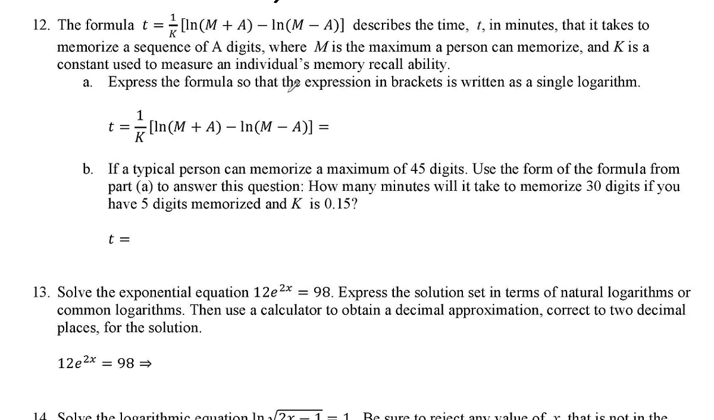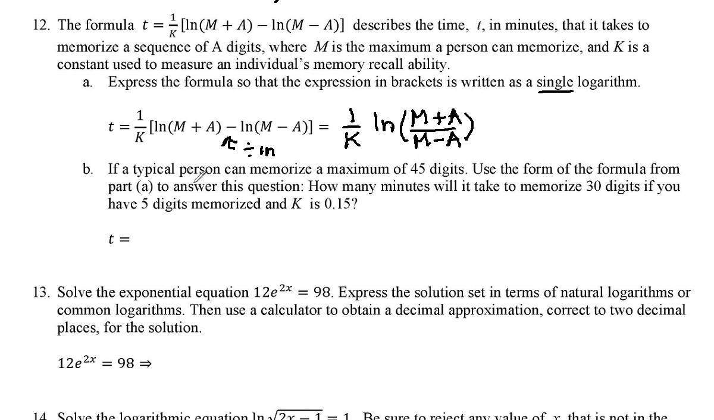So we want to express this formula as a single logarithm. Okay, so again, subtraction outside the logs is division inside. So using that property again, we could write this as 1 over k, and then this one uses ln, natural log, so ln. And this will be log of the top minus log of the bottom. So we've got M plus a on top, and then M minus a on the bottom. So we've combined to a single log. So that's what they wanted there.